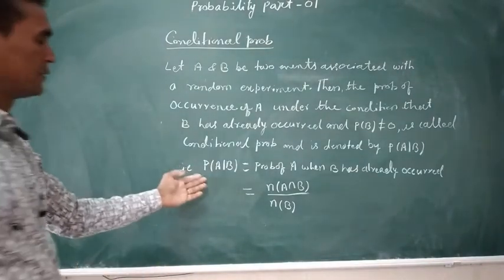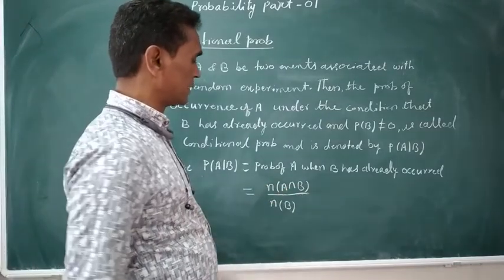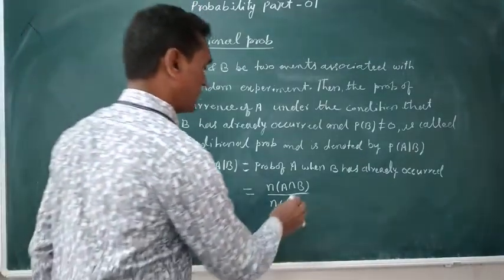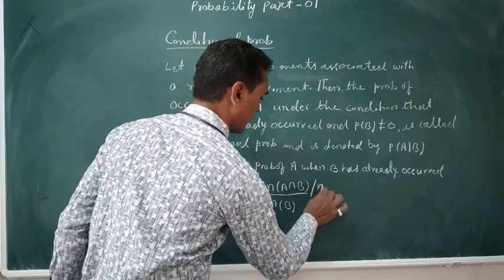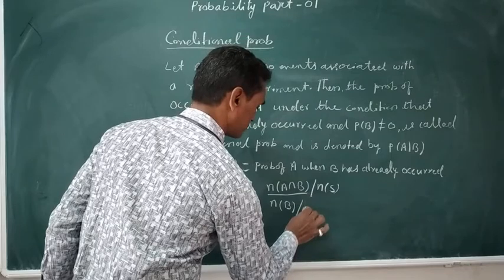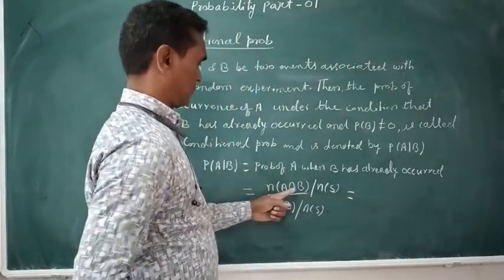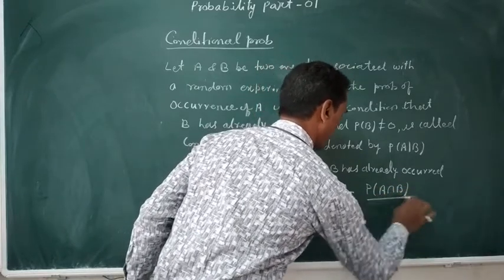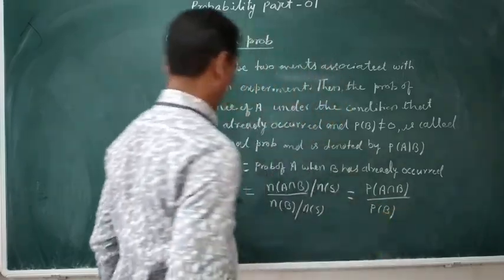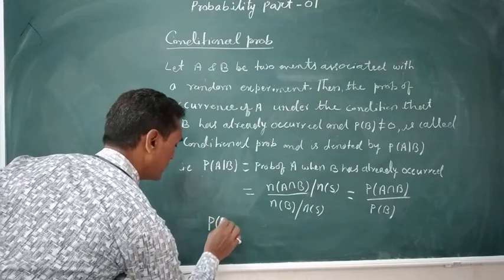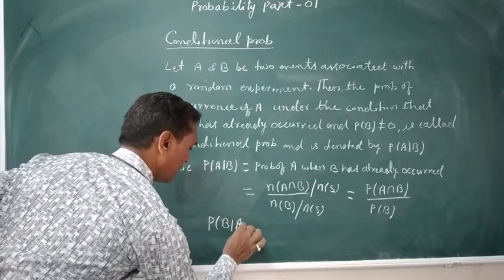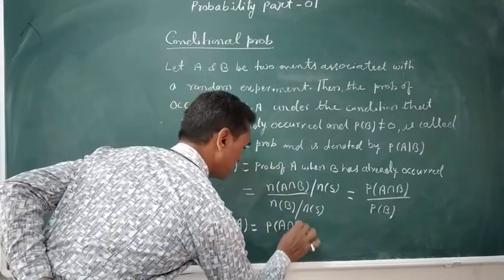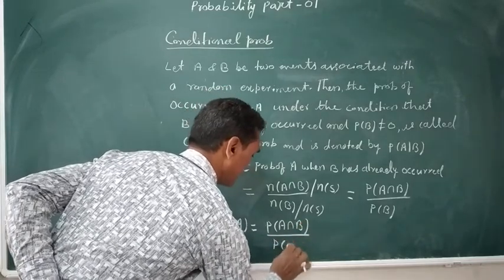Conditional probability is defined as the number of elements in A intersection B divided by the number of elements in B. If we divide numerator and denominator by n(S), then P(A/B) is equal to probability of A intersection B divided by probability of B. Similarly, we can define P(B/A) as probability of A intersection B divided by probability of A.